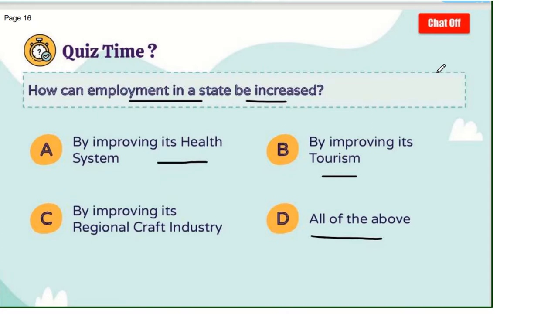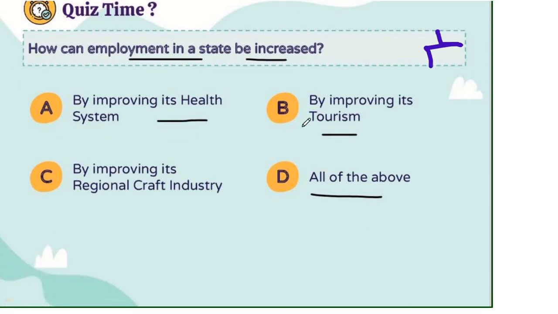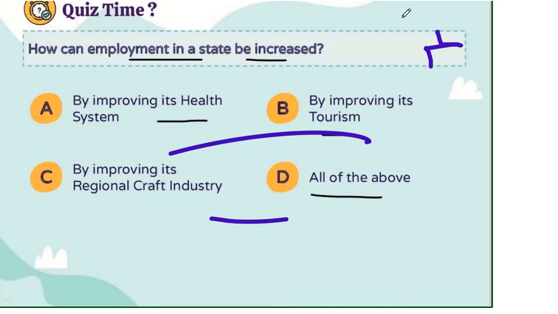I hope now you got the answer. What do you think the answer would be? A, B, C or D? Anyone? No one knows? Don't say like that. I taught you earlier. I know that everyone knows. So, the correct answer is all of the above. Right?